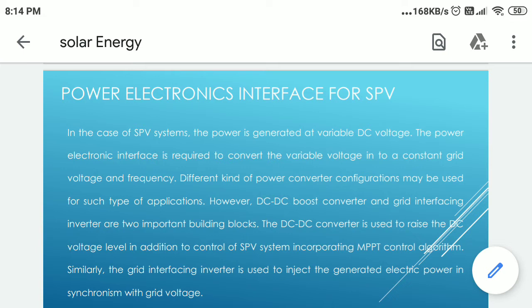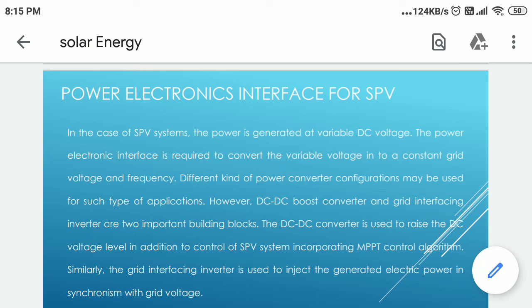In the case of a solar photovoltaic system, the power is generated at variable DC voltage. The power electronic interface is required to convert the variable voltage into a constant grid voltage and frequency. Different kinds of power converter configurations may be used for such applications. However, the DC-DC boost converter and grid interfacing inverter are two important building blocks.